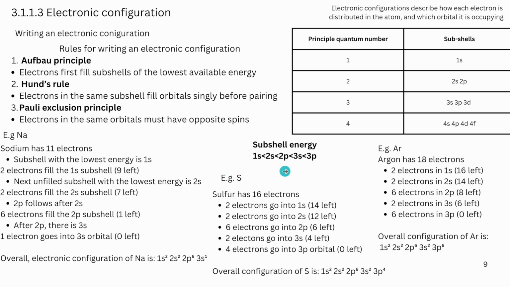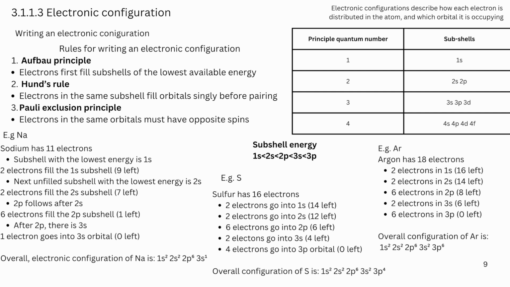And after 2p there is 3s. It can accommodate up to 2 electrons, however we need to only accommodate 1, so 1 electron goes into the 3s orbital with 0 electrons left. And so the overall electronic configuration of sodium is 1s2, 2s2, 2p6, 3s1.